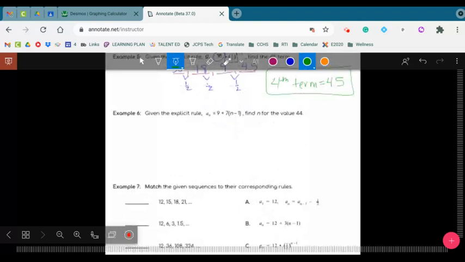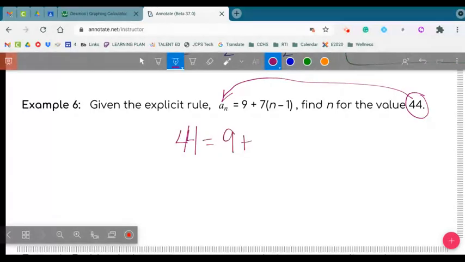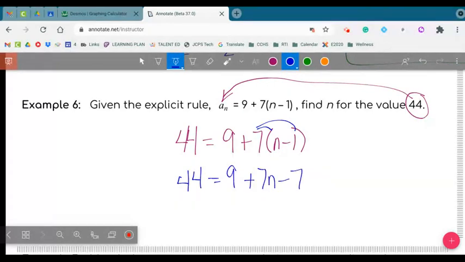Okay, going on to example 6, it says, given the explicit rule, find the n value for 44. So this is where we have to take our 44, plug it in for a sub n. So we're going to get 44 equals 9 plus 7 times n minus 1. So our next step is to distribute. We get 44 equals 9 plus 7n minus 7.